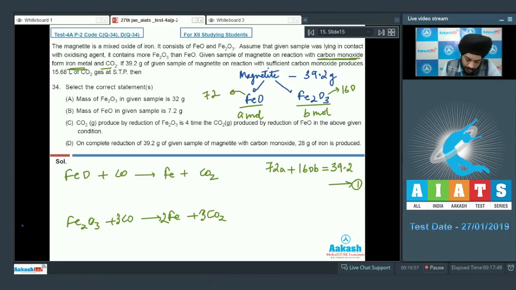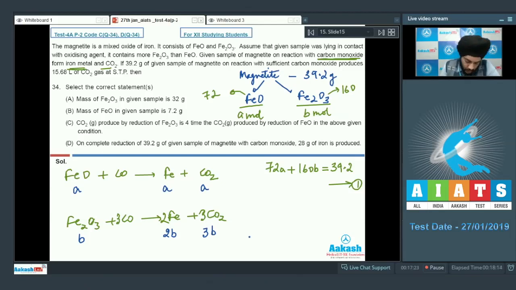Now we had assumed the moles. So the moles of FeO was equal to A, whereas the moles of Fe2O3 was equal to B. So FeO, when allowed to react with CO, it will form A moles of Fe and A moles of CO2 as well. And when Fe2O3 is allowed to react with 3 moles of CO, it is going to form 2B moles of Fe and it is going to form 3B moles of CO2.